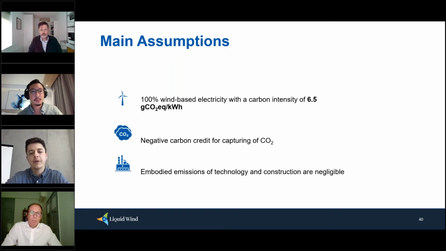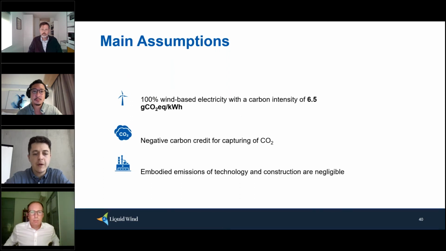In our methodology, we use a negative carbon credit for capturing CO2, meaning we'll start off with negative emissions, but then we account fully for onboard combustion emissions. This is usually done a bit differently for biofuels, for example, because there the carbon capturing inside of the plants is outside the scope. That's why they treat biogenic CO2 emissions on board often as 0.